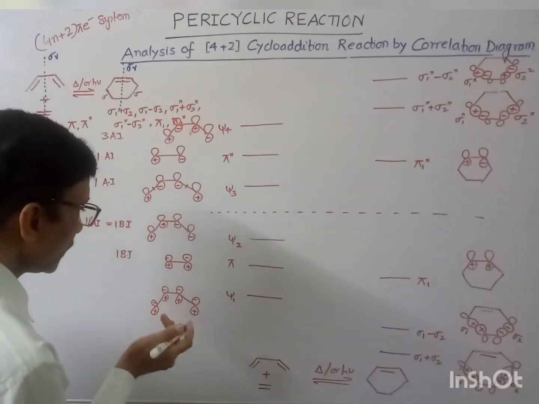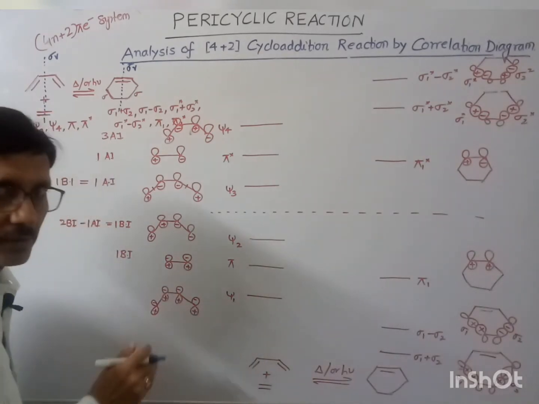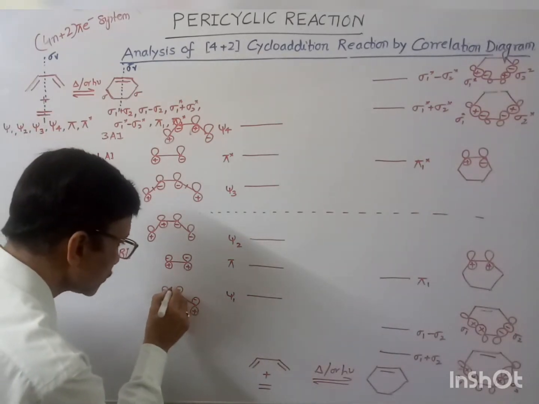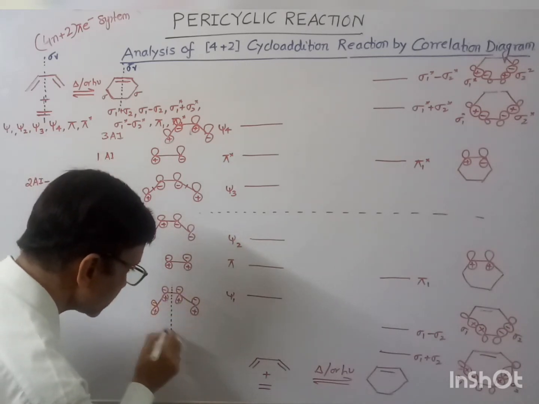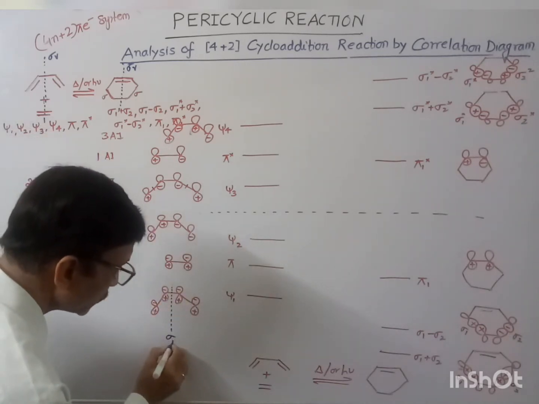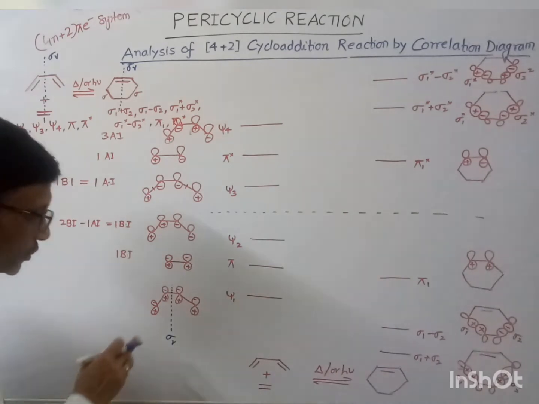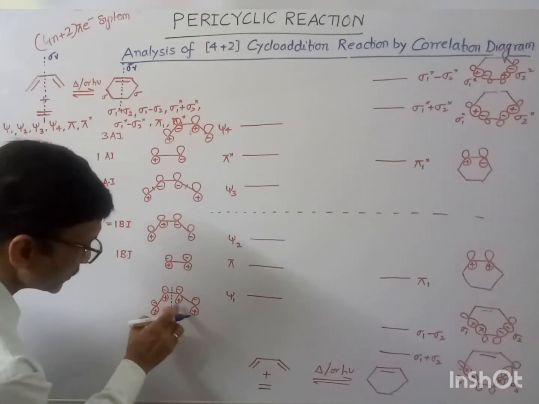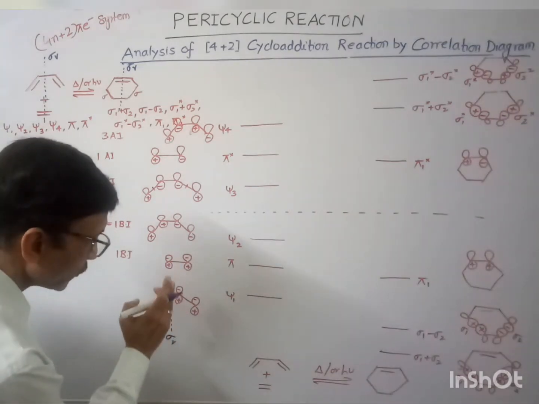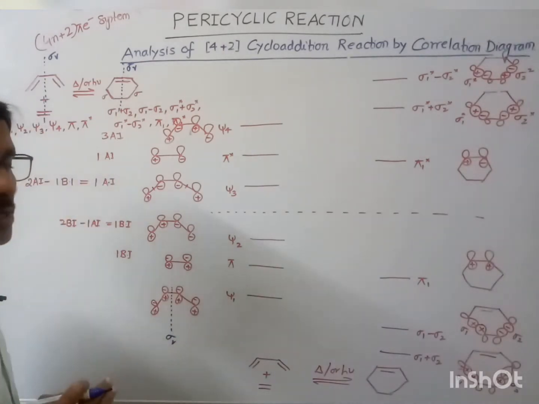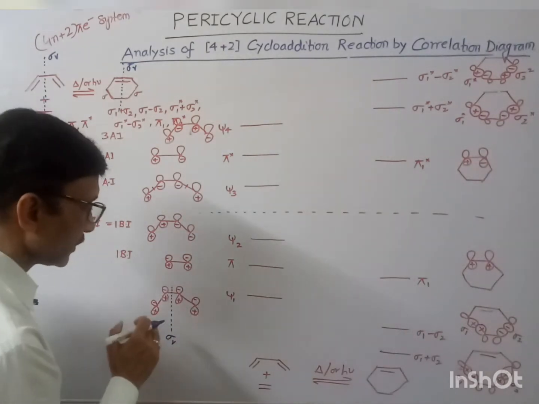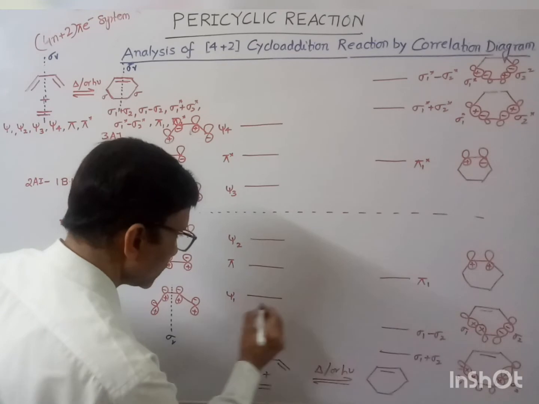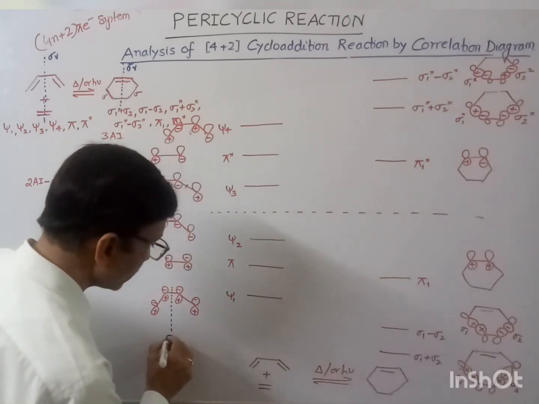So now let's see, in this psi 1, whether this is symmetrical with respect to the vertical mirror plane or not. Yes, this is symmetrical with respect to the vertical mirror plane, because it divides this into the same halves, and that's why it has the vertical mirror plane.